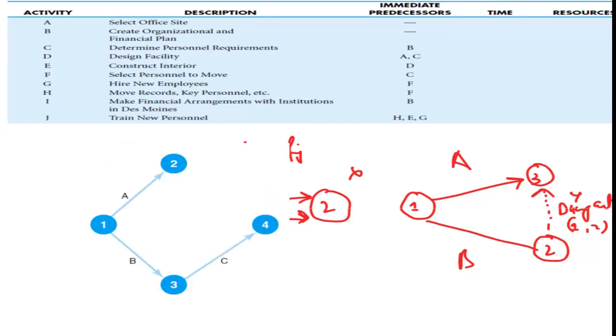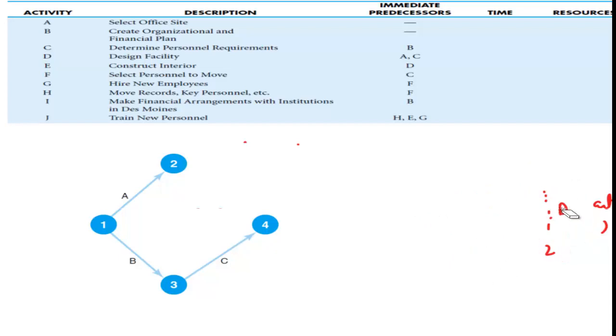Okay. Now, if you look at this diagram here, where we have the activities and we want to make the network diagram, I'm seeing that activity A doesn't have a predecessor, activity B doesn't have a predecessor, so I create node 1 and create an activity A which leads to node 2, and because B also doesn't have a predecessor, it starts from the same node and goes to node 3.